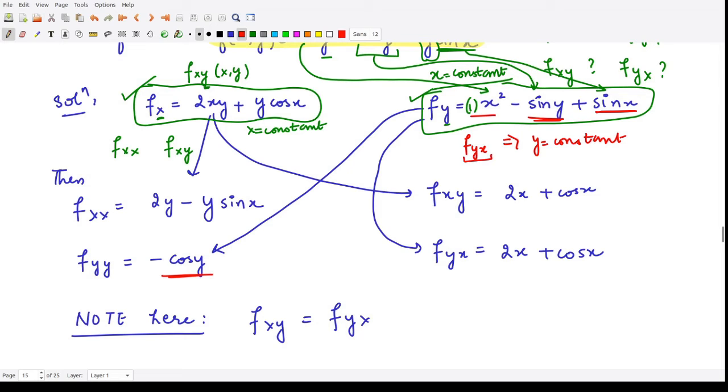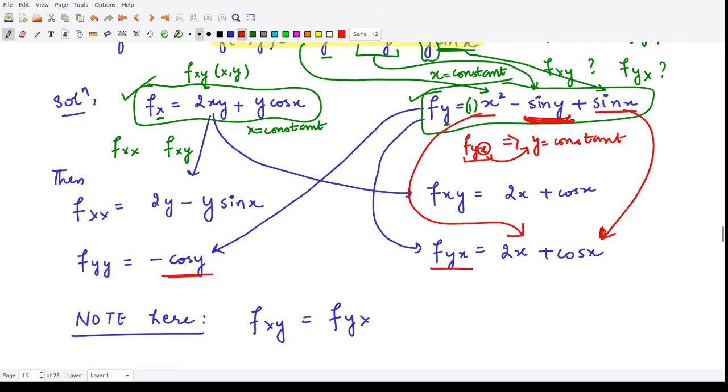So when you compute fyx, you are taking the partial derivative with respect to x. So we will keep y as constant. When you keep y as constant, your first term is x squared, so its derivative would be 2x. And because y is constant, sin y is also constant, so its derivative is equal to 0. And the derivative of sin x would be cos x.